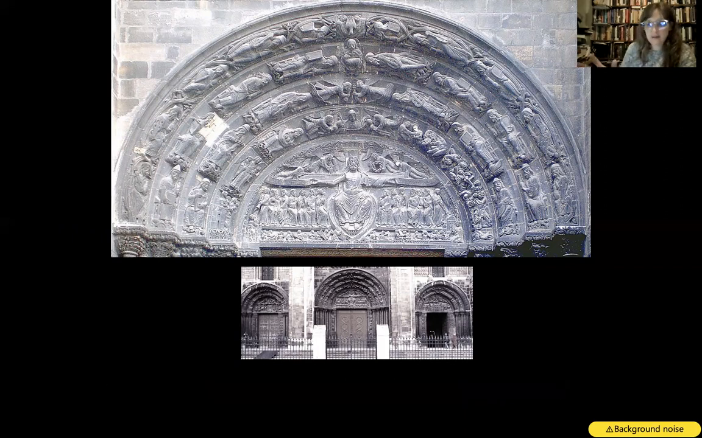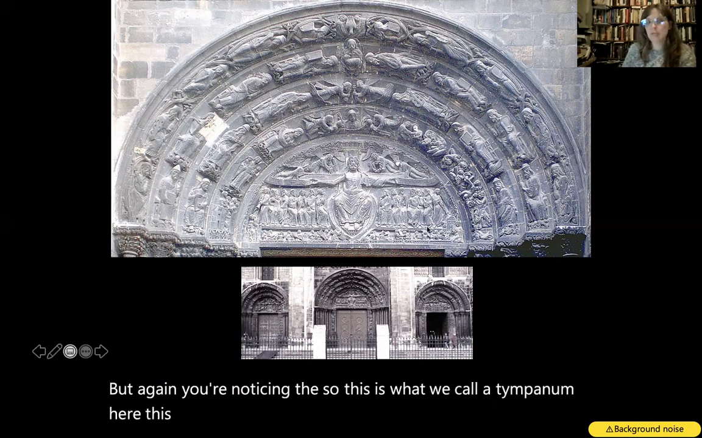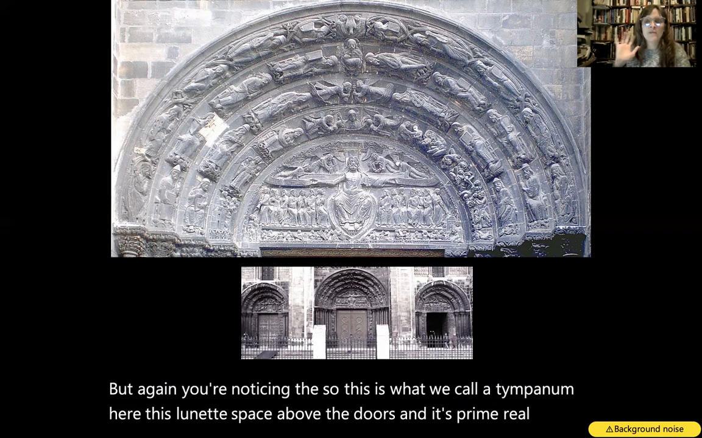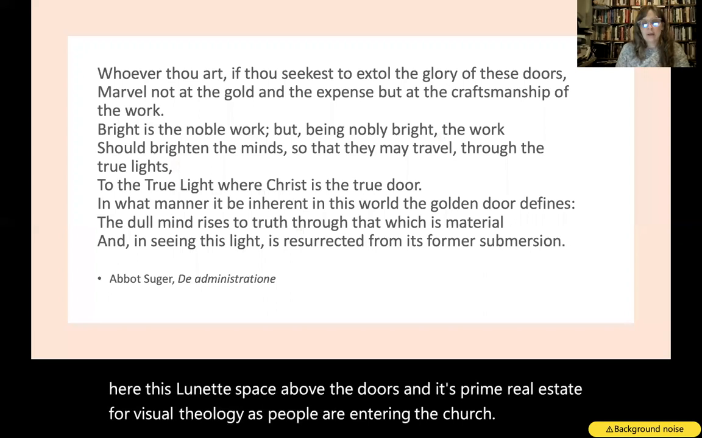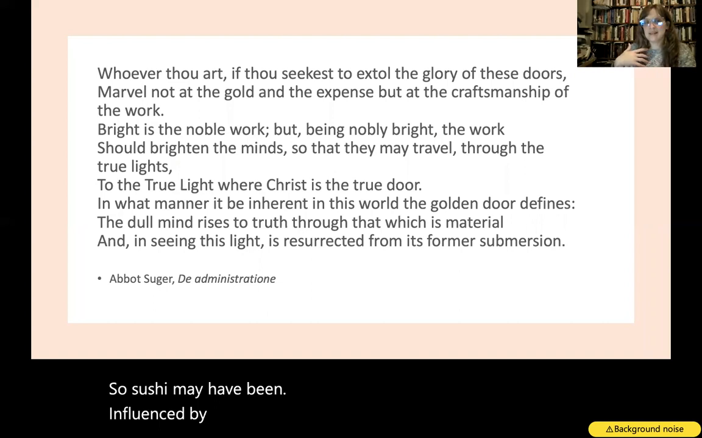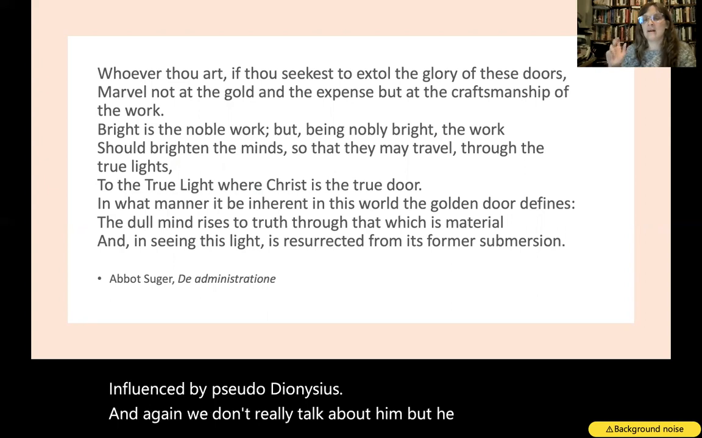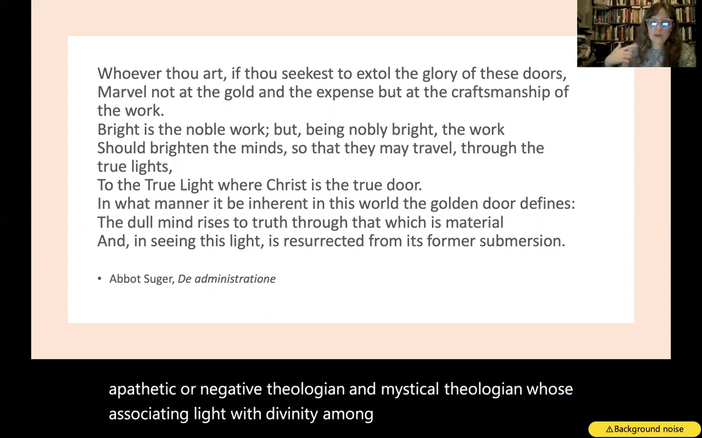But again, you're noticing what we call a tympanum here, this lunette space above the doors, and it's prime real estate for visual theology as people are entering the church. So Suger may have been influenced by Pseudo-Dionysius, and again, we don't really have time to talk about him, but he's a 6th century apophatic or negative theologian, a mystical theologian who's associating light with divinity, among other things.